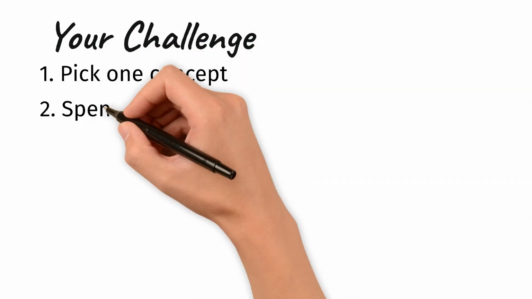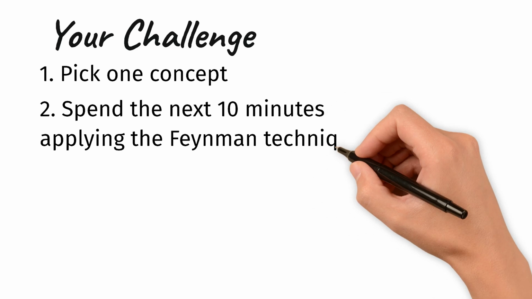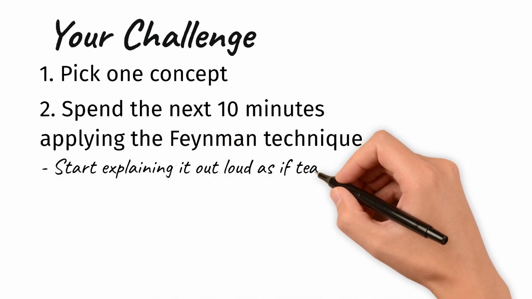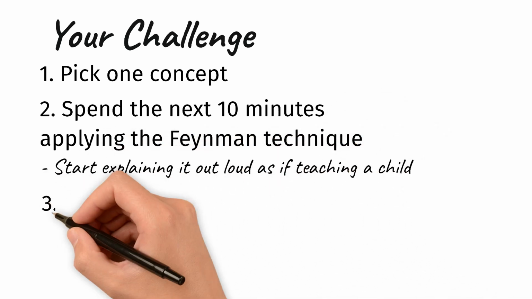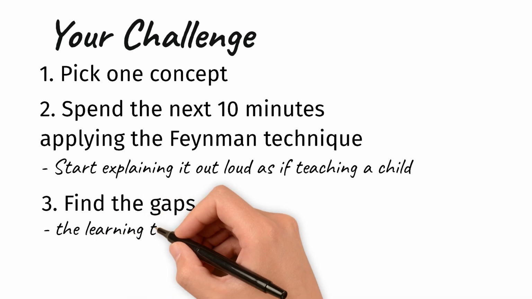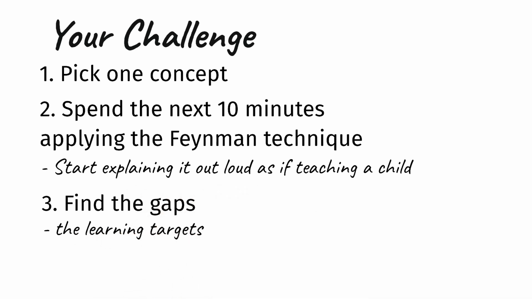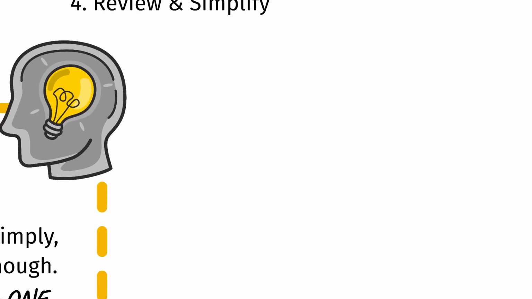Pause this video right now and pick one concept you're currently learning. Spend the next 10 minutes applying the Feynman technique. Start explaining it out loud as if teaching a child. Notice where you get stuck. Those are your learning targets. Don't move on until you can explain it smoothly from start to finish.